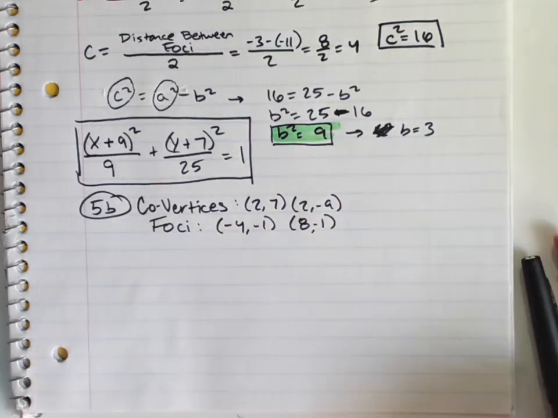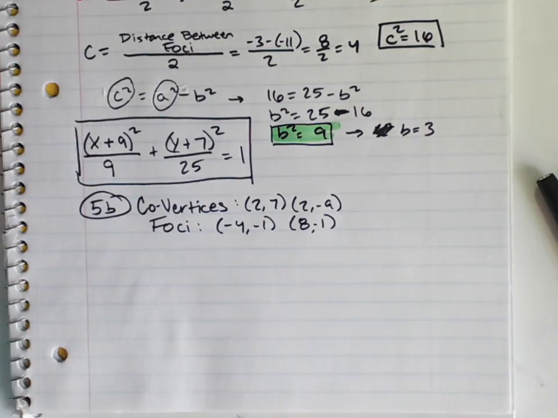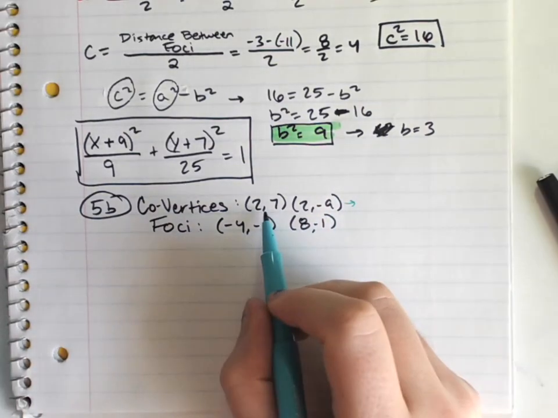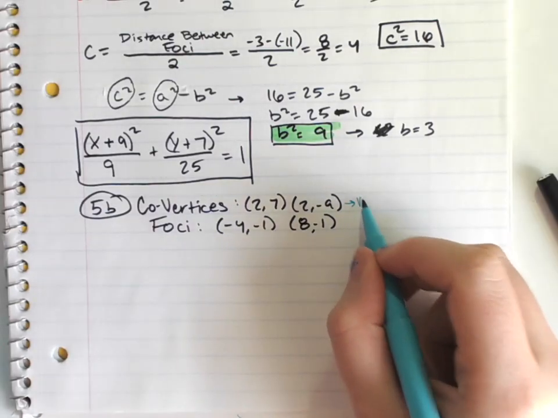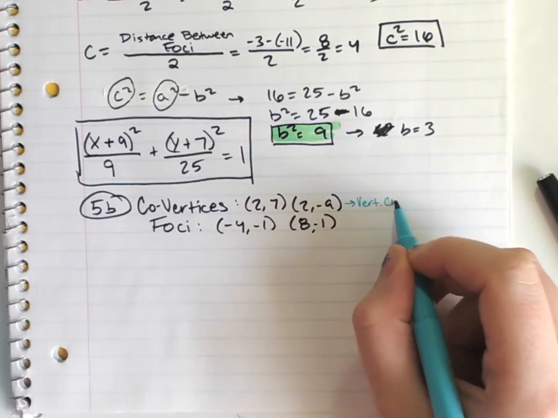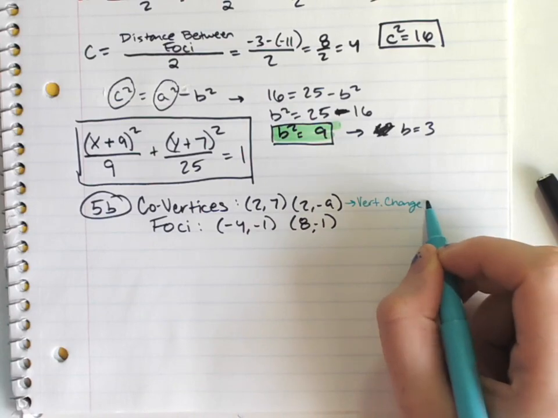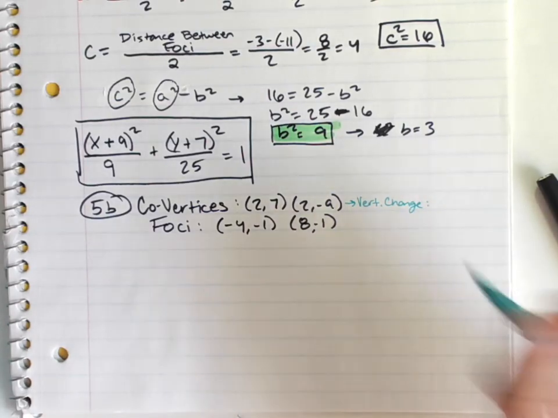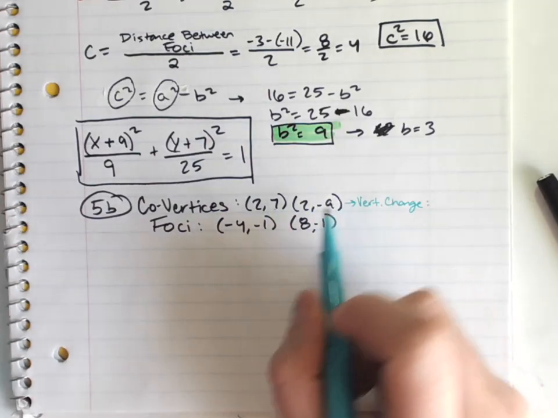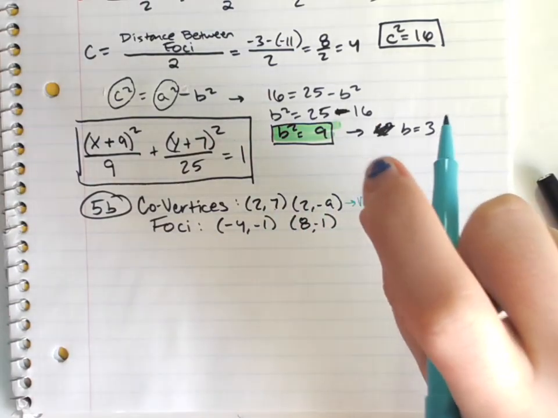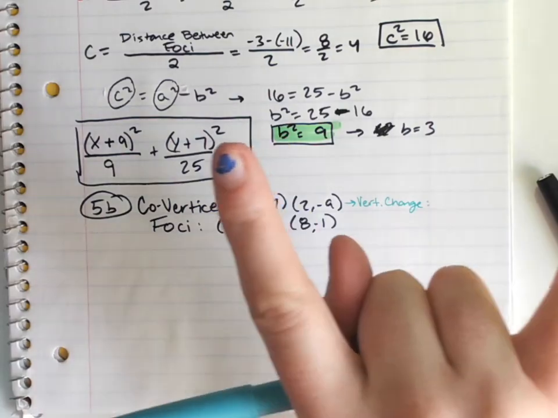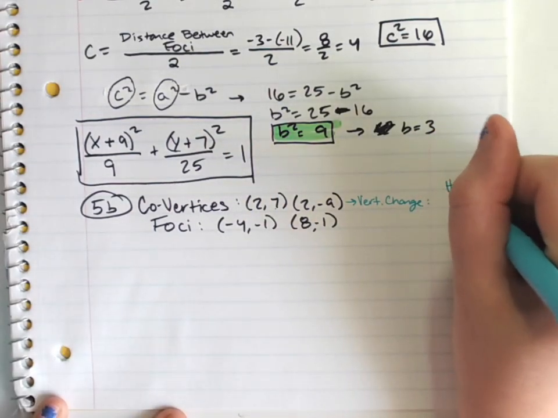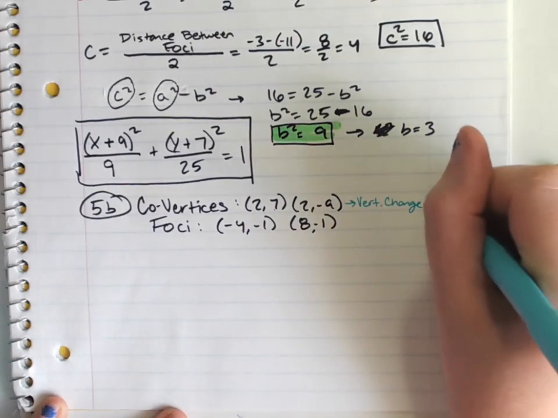Alright, so let's talk about the co-vertices. That's going to be on our minor axes. This one has a vertical change. So if the co-vertices is vertical, that means the vertices is horizontal. So this is going to be a horizontal ellipse.